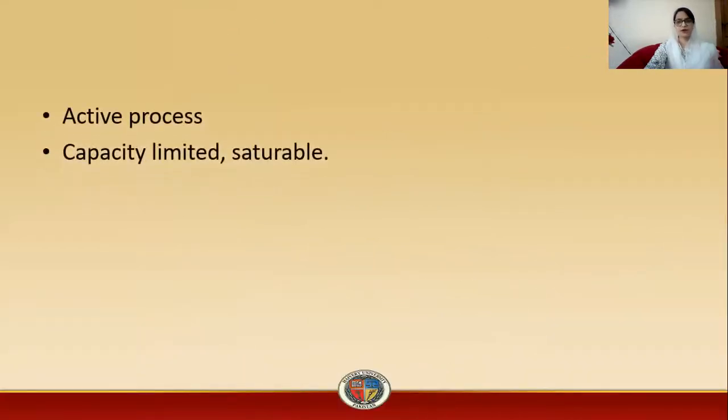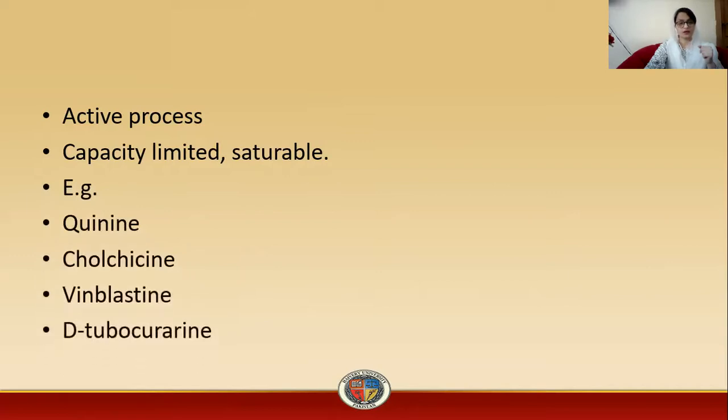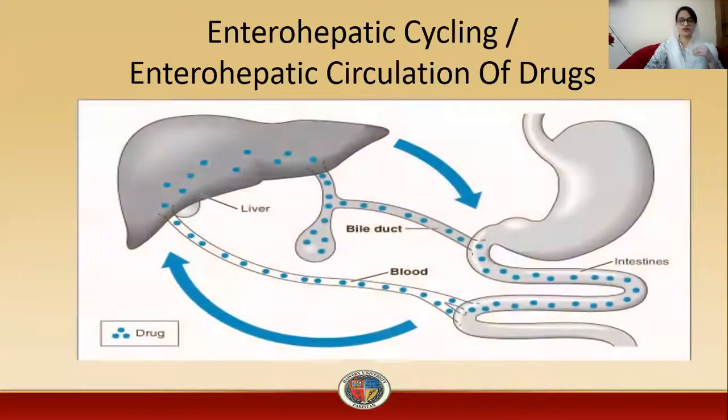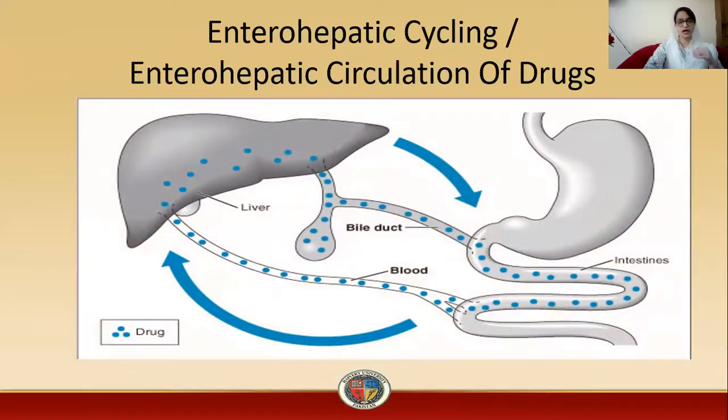This biliary excretion is an active process, capacity limited and saturable. Examples of drugs which undergo this route of excretion are quinine, colchicine, vinblastine, tuberculin, vecuronium, then corticosteroids, erythromycin, chlorpromazine. These undergo the biliary route of excretion. Then comes enterohepatic circulation, or enterohepatic cycling.